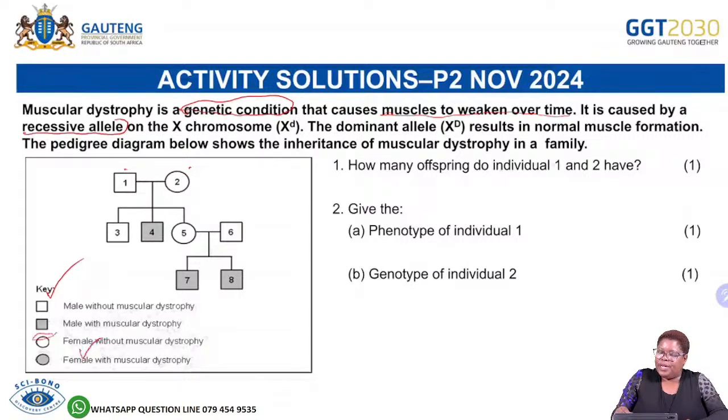How many offspring do individuals 1 and 2 have? Okay, remember this one shows descent. It means these children are born to these parents 1 and 2. 1 married 2. So how many children do they have? They have got child 3, 4, 5. So how many are they? They are 3.